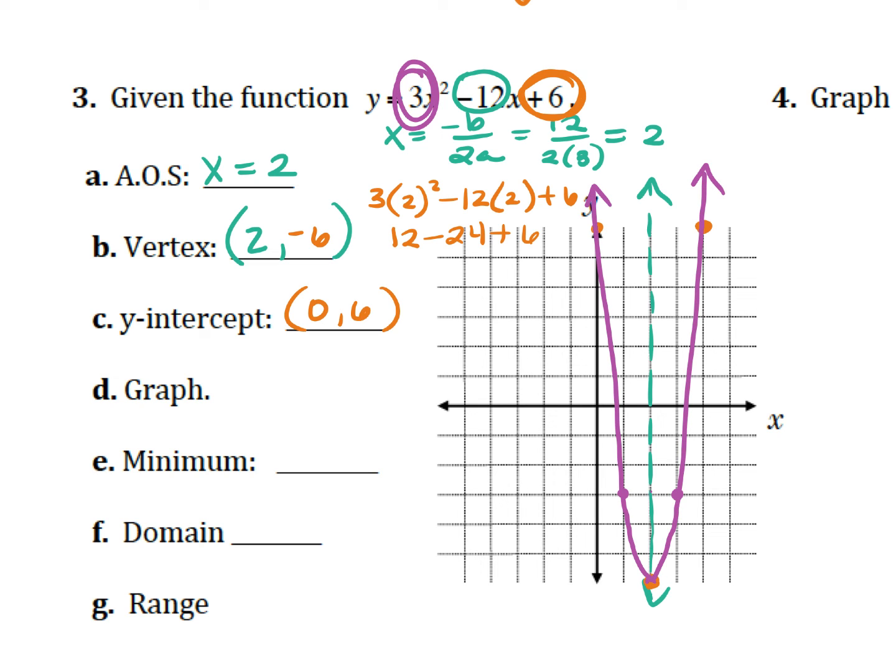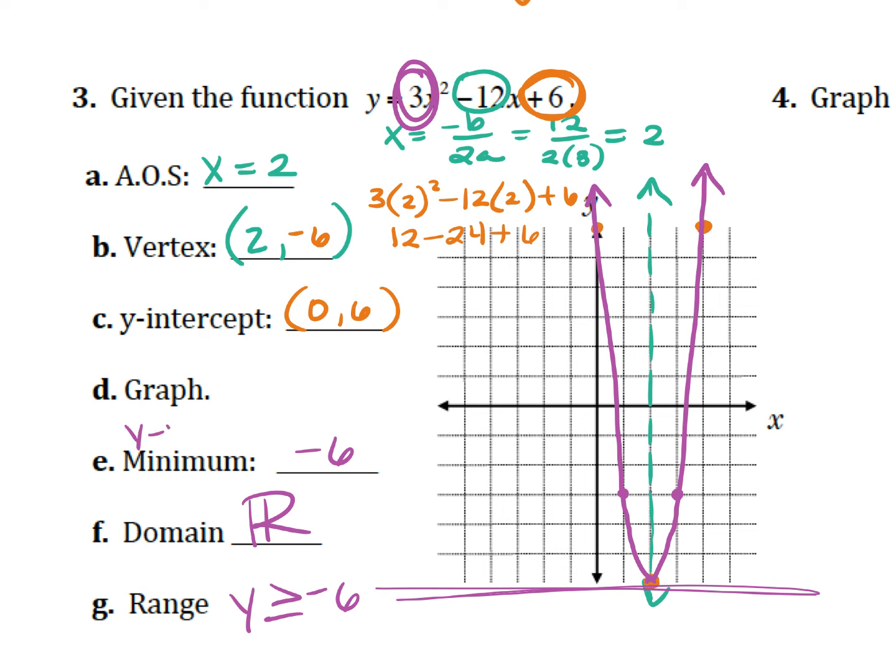like that. What's your minimum? What's the low point of your graph? 2. Not 2, the negative 6, right? We go with the y value. So negative 6 is your minimum. Your domain would be all real numbers. And then your range would be y is greater than or equal to that negative 6. Okay, yeah.